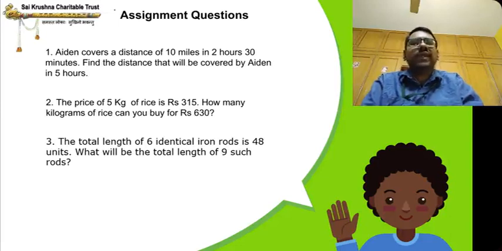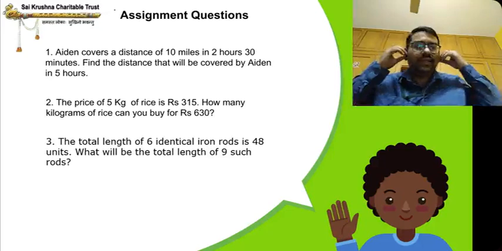Second question: price of 5 kg of rice is rupees 350. How many kilograms of rice can you buy for rupees 630? Third question: the total length of 6 identical iron rods is 48 units. What will be the total length of 9 such rods? Okay, children, we'll continue the next part in the next session.